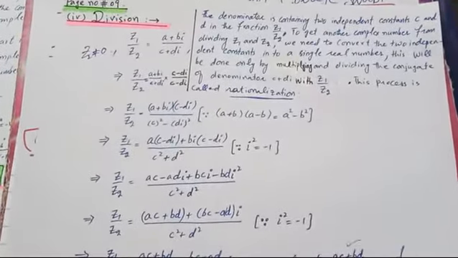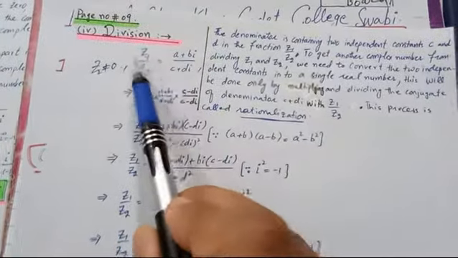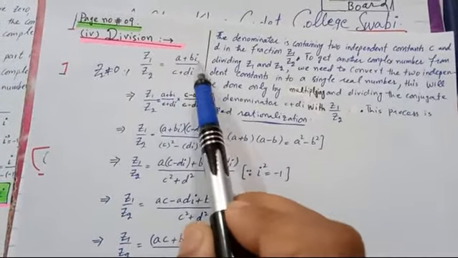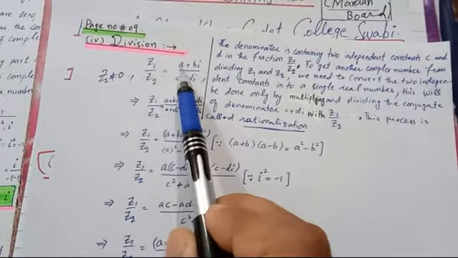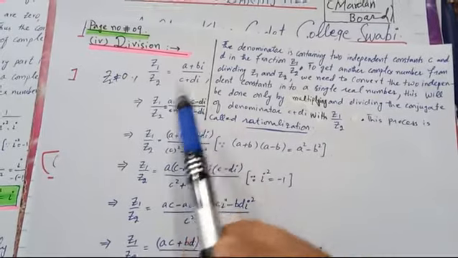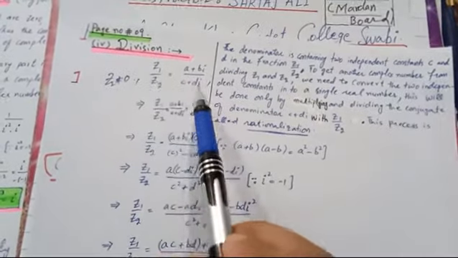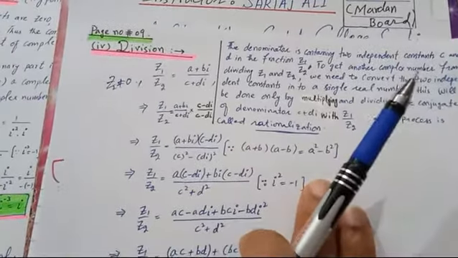Now you see that I am considering two complex numbers. Z1 divided by Z2 is equal to A plus B iota divided by C plus D iota. It means that Z1 is a complex number which is A plus B iota, real part is A, imaginary part is B. The second complex number is Z2, which is C plus D iota. The real part is C, the imaginary part is D.